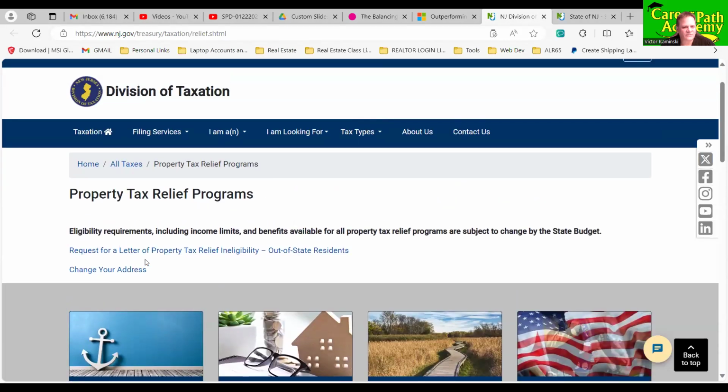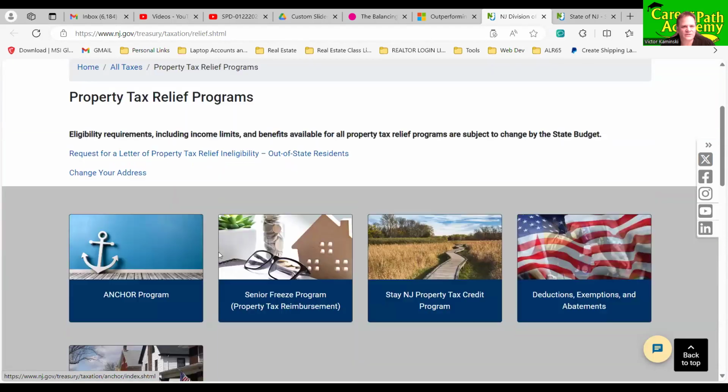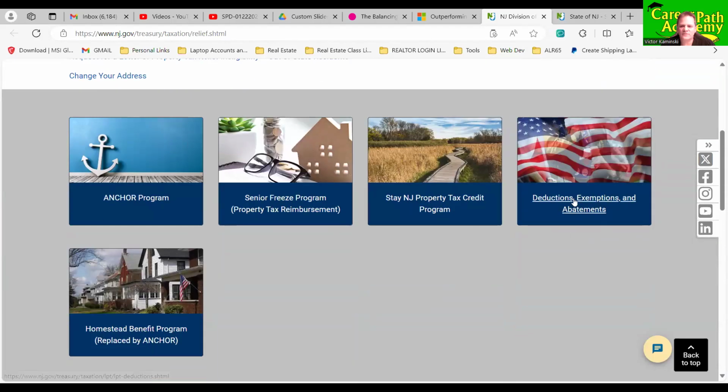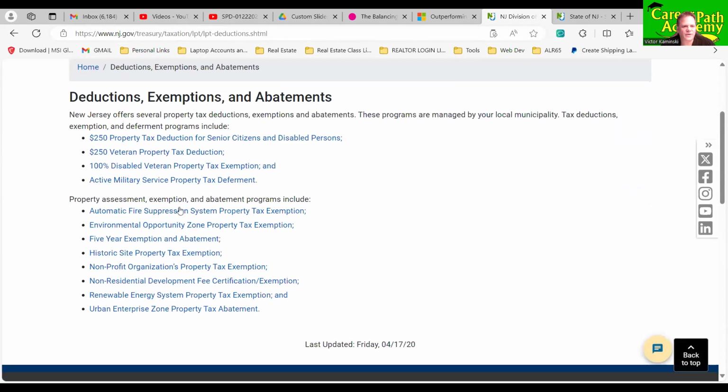All right, let's see. Request letter, property tax relief, ineligibility for out-of-state residents, change your address on file. Okay, so there are all these different programs available. You could click on deductions, exemptions, abatements, and you could see the $250 property tax deduction for seniors and disabled, and for veterans, a 100% exemption from property taxes for veterans and their unremarried surviving spouses. Let's see, active military service, property tax deferment, and all kinds of other tax breaks available in New Jersey. You can see them all here.